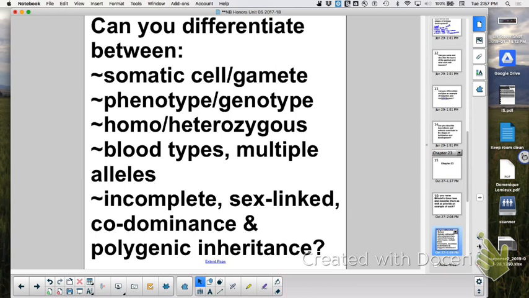Homozygous, heterozygous. What's big T, little t? Heterozygous. Big T, big T. Homozygous dominant. Little t, little t. Homozygous recessive. Good.